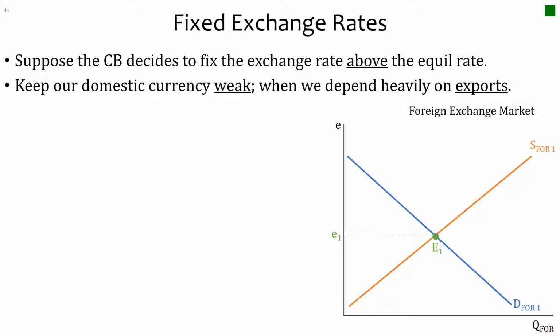That's desirable when we depend heavily on exports. So you can think of exporters lobbying at the central bank to raise the exchange rate, and then the central bank is like, okay, fine, I'll raise it. So imagine E2 above the equilibrium E1, right? And at E2, you're going to see that we are at a disequilibrium. The quantity demanded of foreign currency is less than the quantity supplied, right?